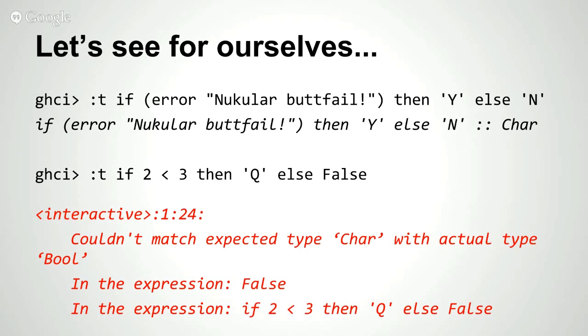So you can see for yourself, up top, we have this. It's not even an expensive computation. It'll actually throw an error. You do if error nuclear but fail, then y else n, and it'll type it as char without even running that computation. But the one that looks very simple, that we think, oh yeah, that's a char because we know how it reduces, well, it's still ill-typed, and the compiler is going to reject it.